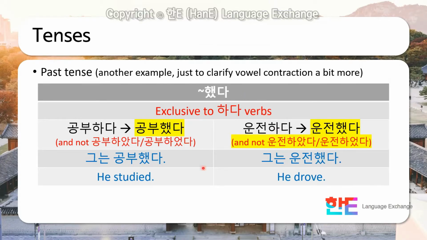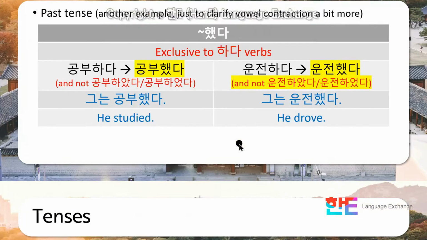For 했다, so 하다 will just be 했다. That's an easy way to think about it. So all 하다 verbs, you can just think of it as 했다. So 공부하다 becomes 공부했다, 운전하다 becomes 운전했다, 요리하다 요리했다, 게임하다 게임했다, so on and so forth. Instead of 하다 하었다, we're just gonna remove it entirely and get 했다 to add to the end of it. 그는 운전했다, 그는 공부했다.